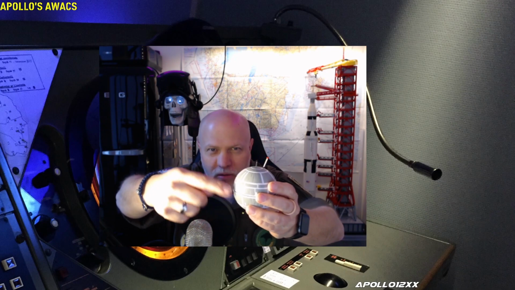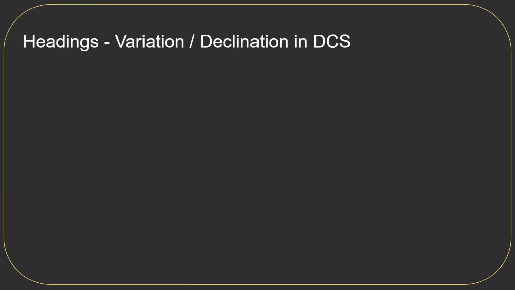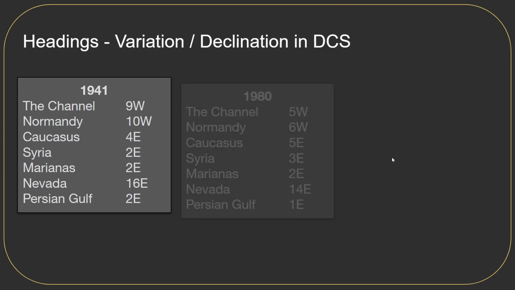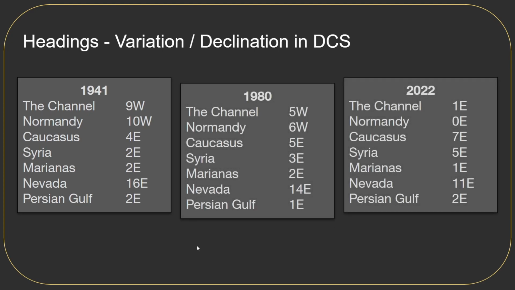All this also depends on what kind of soil and ground you have. If you have a lot of iron in the ground or other strange materials, it might be a little bit different. And that is simulated in DCS. What? Yes, it is. And I'm going to show you now because I've made some experiments in the maps. There is actually some kind of variation, or declination, in the DCS maps depending on the date. In 1941, for instance, the declination was 9 degrees west, and that has changed over time. In 1980, if you have a map set for that date, it will be 5 degrees west, and in 2022 it is 1 degree east.